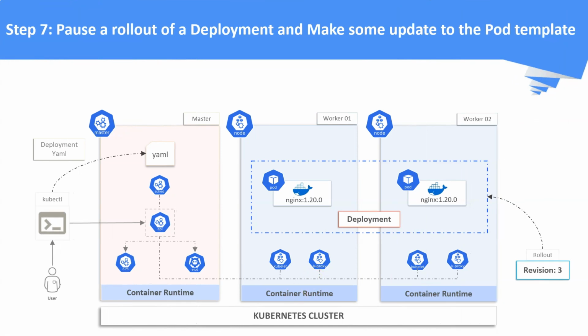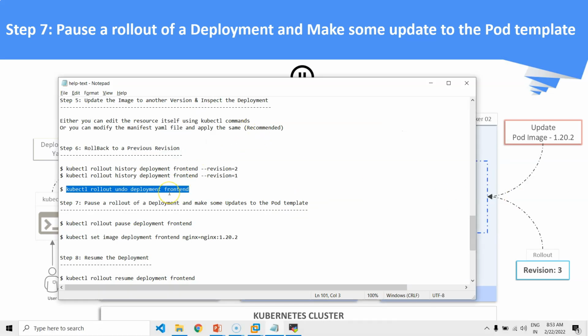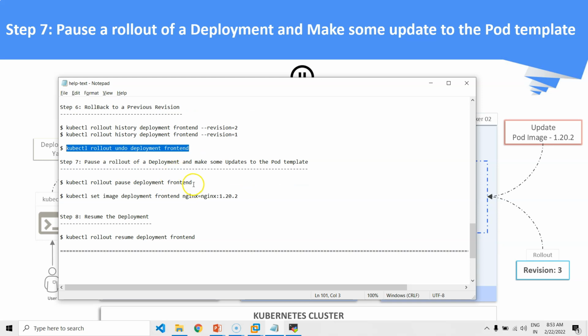Step number 7, we will pause the rollouts and make some changes to the pod template and see if it creates a new rollout. Technically, it should not create. For this step, we will directly update the pod template using kubectl commands instead of updating it in the manifest file.